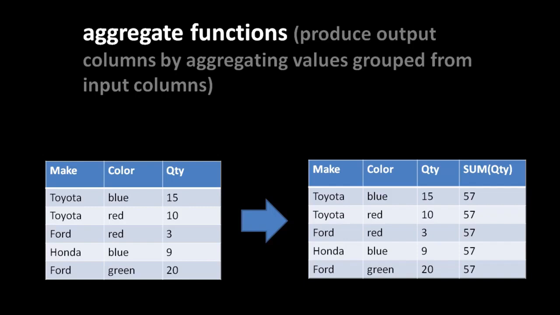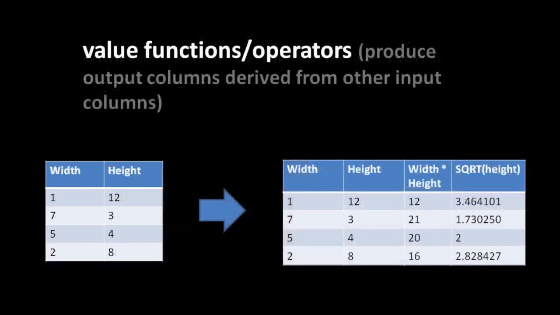There are non-aggregate functions, however, what we might just call value functions, and also we can use a number of operators to produce new values. So here, for example, we have a table with widths and heights, and in querying this table, we're tacking on 2 columns, one which is the multiplication of width and height together, and another column which uses the square root function to get the square root of the height.